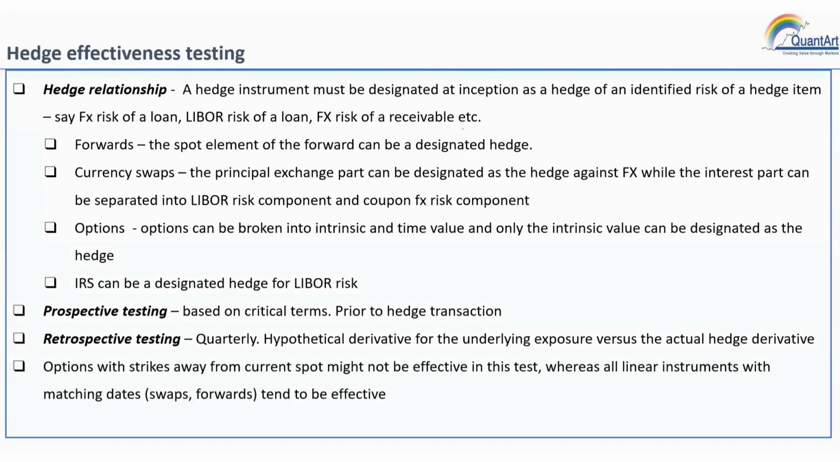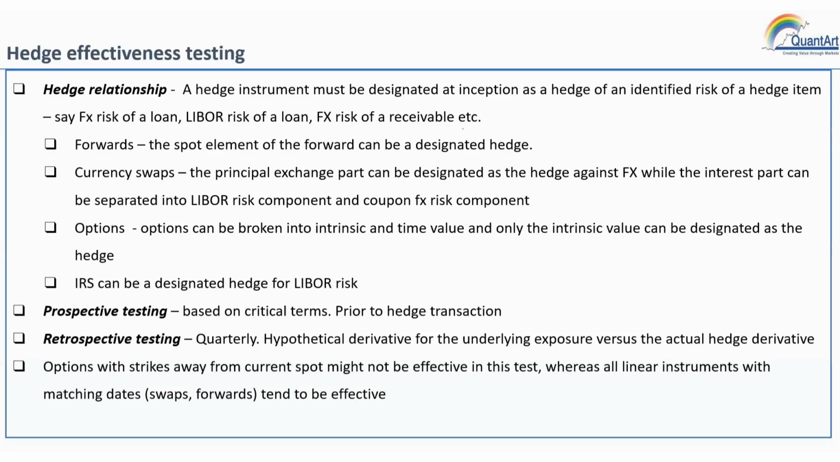Retrospective testing, meaning quarterly hypothetical derivative. Basically, that means every quarter you're supposed to go back and prove why this particular hedge has been effective. So how do you do it? Basically, you say, okay, I have a loan. So a loan is on one side and I have a swap on the other side.